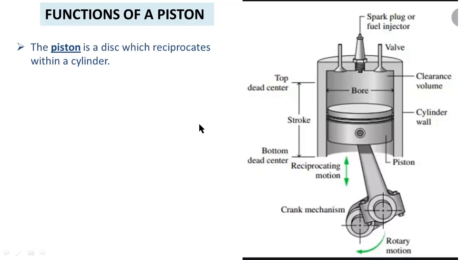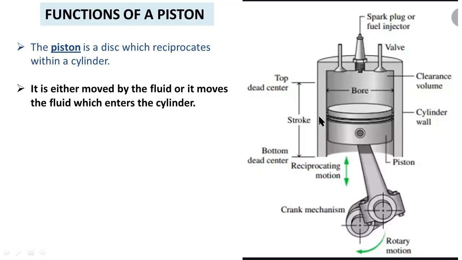The piston is a disc which reciprocates within a cylinder. The piston motion is a reciprocating motion. It reciprocates within the cylinder in upward and downward direction for vertical engines, and forward and backward for horizontal engines. It is either moved by fluid or it moves the fluid which enters the cylinder.